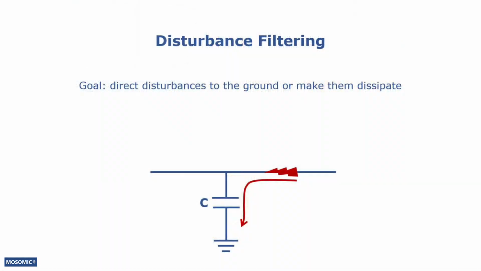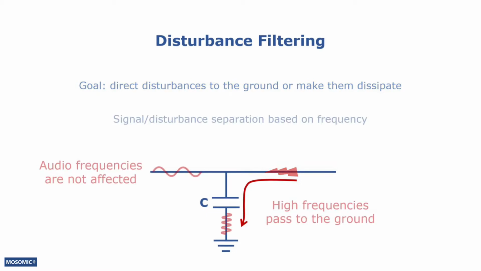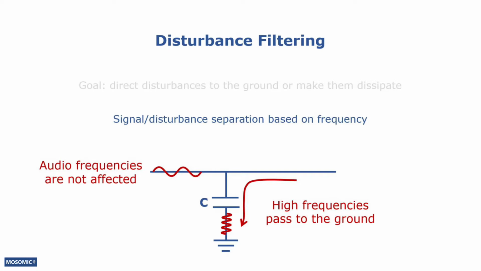Disturbance filtering is a key method to minimize disturbances that could otherwise affect the microphone. The basic idea of filtering is to direct the disturbances to the ground of the device before they reach the microphone. In some cases, the goal may be to make the disturbances dissipate as heat. Separation of disturbances from wanted signals is typically done based on frequency. This is possible because the frequencies of audio signals below 20 kHz are typically significantly lower than the high-frequency disturbances that are to be filtered out of the microphone lines.